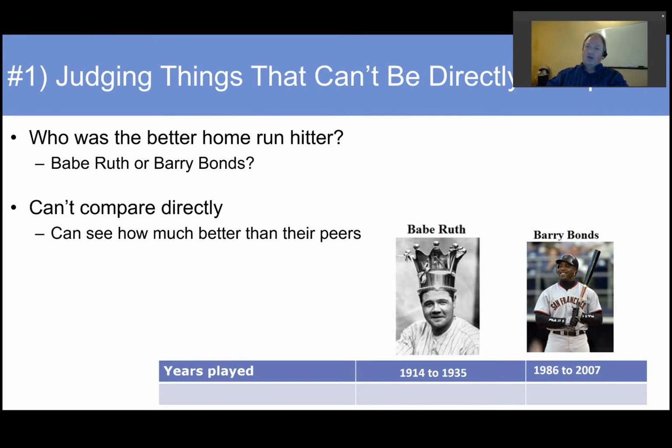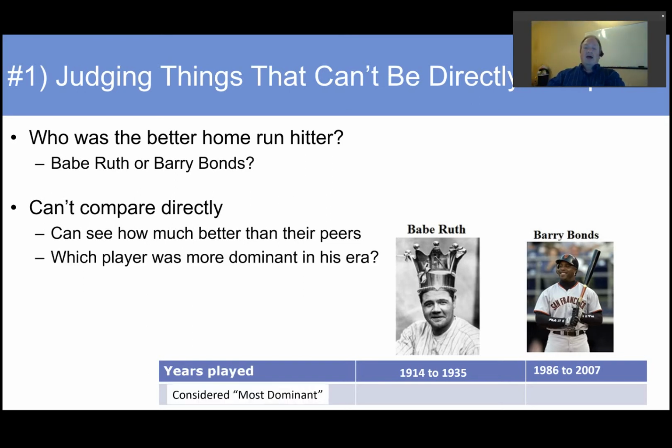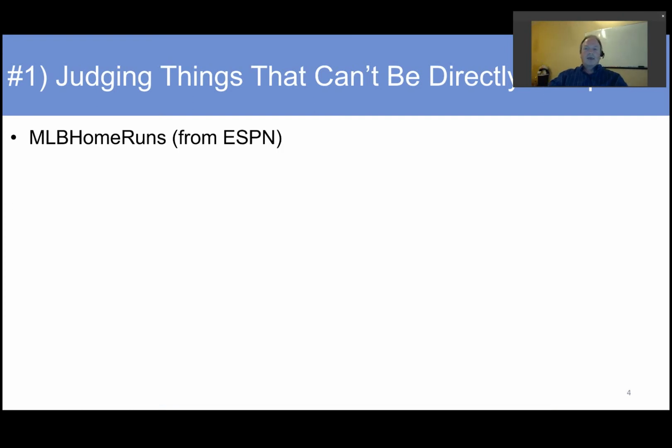In other words, we're going to look at their relative standing with respect to their peers. And the way we're going to do that is we're going to look at the year that they were considered most dominant. So it happens that Babe Ruth in 1920 was most dominant among the other players, and Barry Bonds in 2001. So how do we do this?